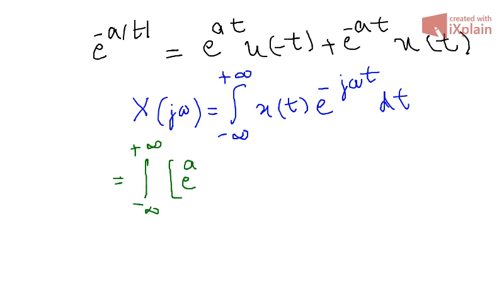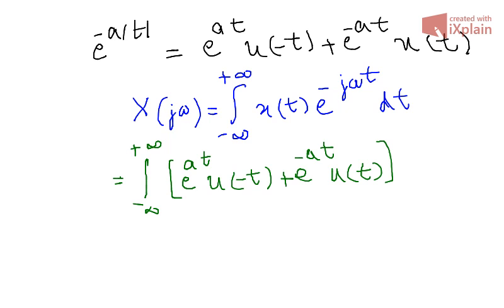So we can write the integral from minus infinity to plus infinity, and x of t I can write as e raised to the power at u of minus t plus e raised to the power minus at u of t, and then we have the exponential e raised to the power minus j omega t. It is multiplied with this exponential, dt, right? So we need to integrate this one now.